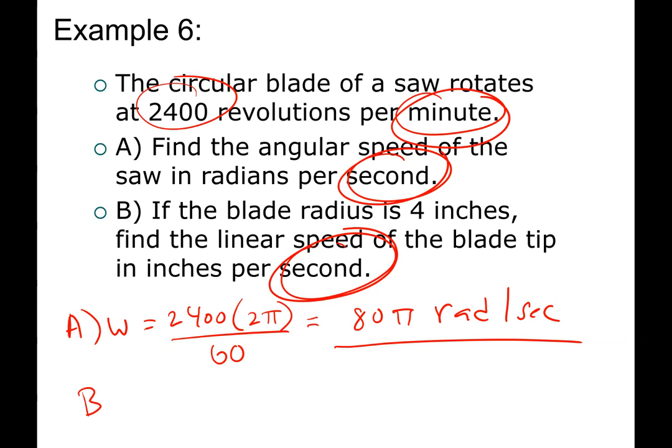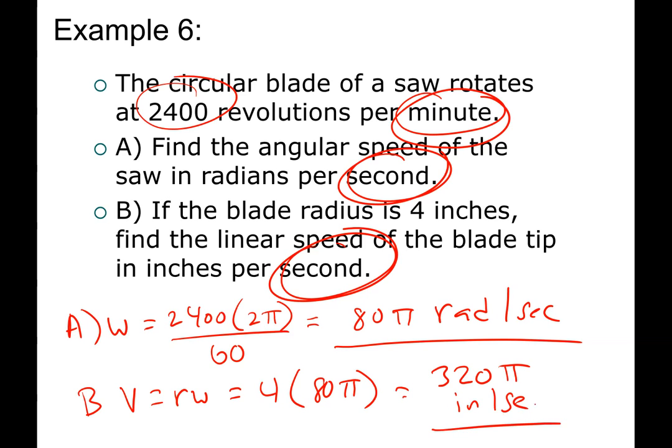And then for part B, for the linear speed, because we already have the angular speed, you're just going to multiply the length of the radius, which is 4, times whatever your answer from part A was, which is 80 pi, which is going to give you an answer of 320 pi, and the unit is going to be inches per second.